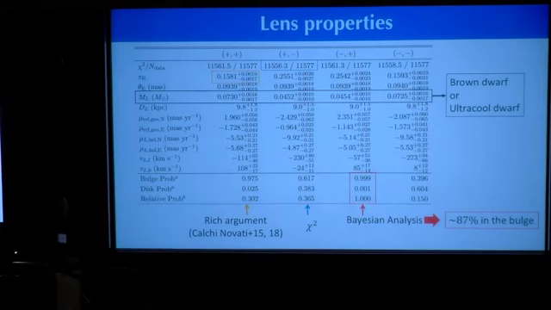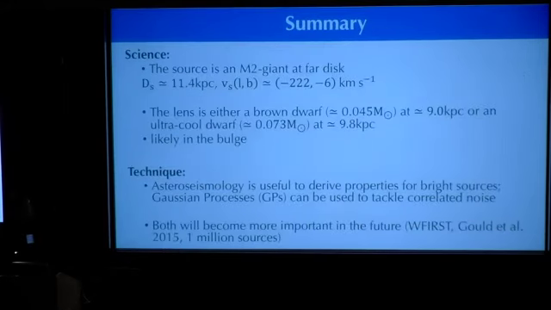Okay, so my time is up. Let me just put on my slide. I want to say the source is likely to be an M2 giant in the far disk because of distance and kinematics. And the lens mass is likely to be a brown dwarf if it's at 9 kiloparsec, and slightly more massive, maybe an ultra cool dwarf, at about 10 kiloparsec. The lens is likely in the bulge.